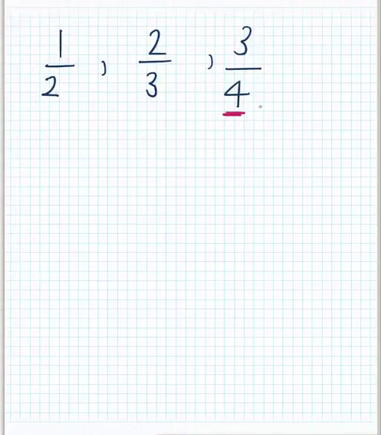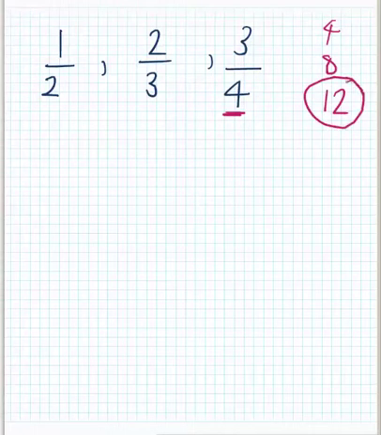Now stick with your largest number and let's think of multiples of 4 that 2 and 3 can both go into. Okay, so multiples of 4, well 4 times 1 is 4, we tried that. So we've got 4, next one is 8. 2 can go into 8 but not 3, let's keep going. 4, 8, 12. Can 2 go into 12? Yes. Can 3? Yes it can. So we found it. The lowest common multiple of these three numbers is 12.